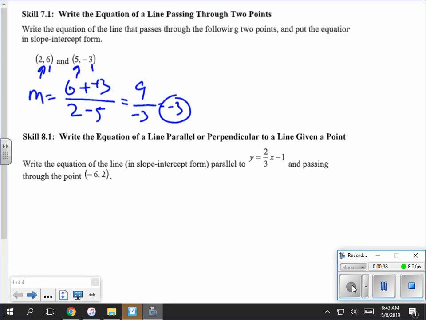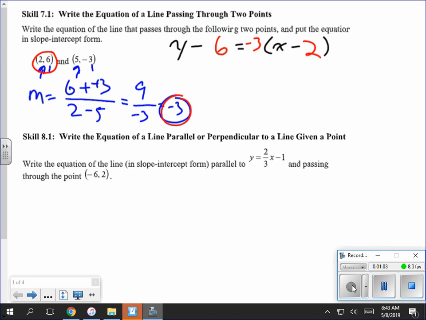And then what I want to do is use the point slope formula. Y minus my y coordinate is equal to the slope times x minus my x coordinate. Fill in the blanks. Here's my slope, goes in here. Pick a point. I'm going to use this one because they're both positive. 6 is my y coordinate. 2 is my x coordinate.